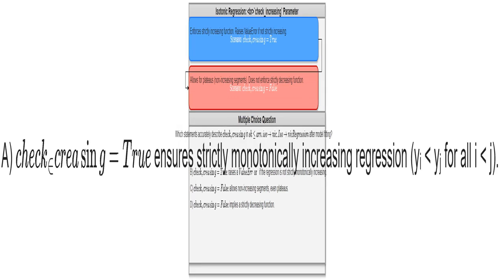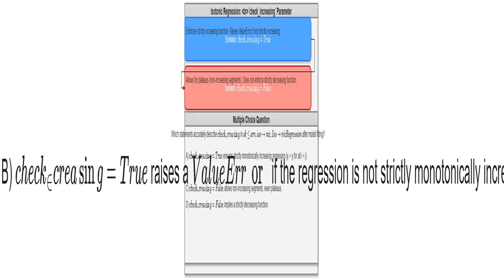Option B correctly states that a ValueError will be raised if the model, with `check_increasing` equals `true`, cannot fit a strictly increasing function. Option C correctly describes that with `check_increasing` equals `false`, the model is allowed to have non-increasing segments, plateaus, in the output. Option D incorrectly implies that `check_increasing` equals `false` would force a strictly decreasing function. This is not the case. It only allows for non-decreasing ones.